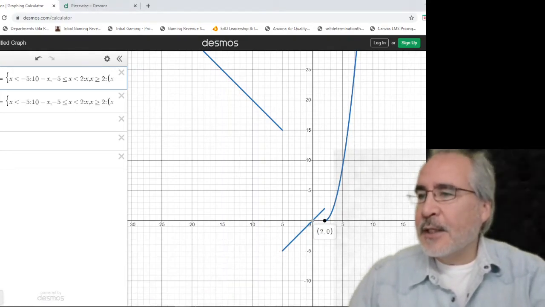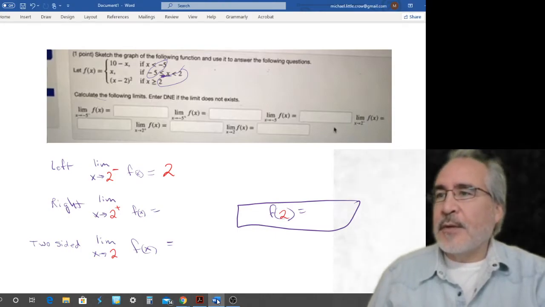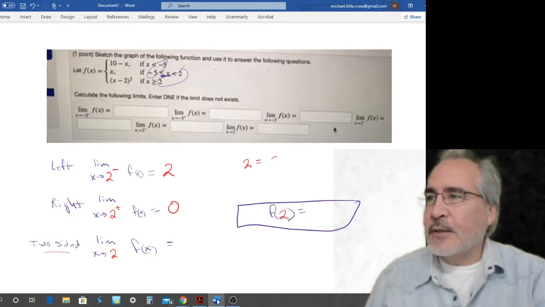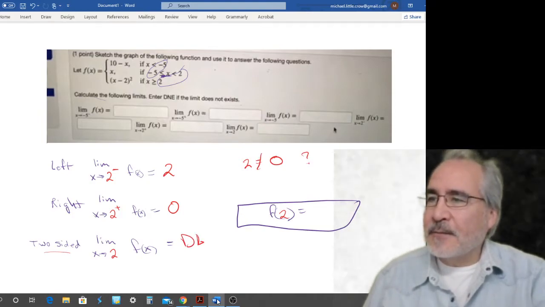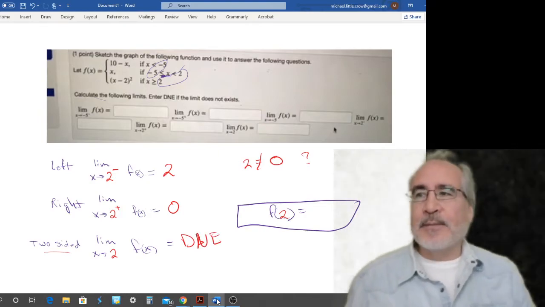Oops, not that one. Come back here. So from the right, we're going to 0. A two-sided limit, we look at the left and the right. Is 2 equal to 0? I don't think so. So this does not exist. This limit does not exist because the two sides do not equal.